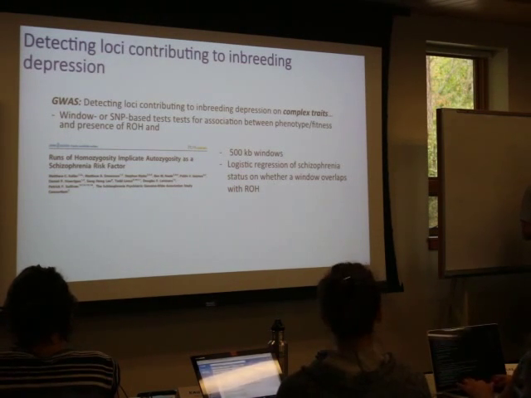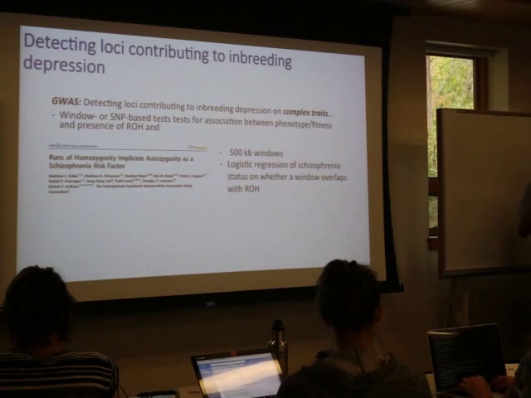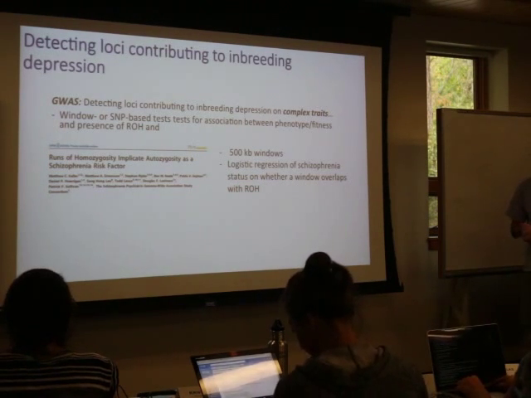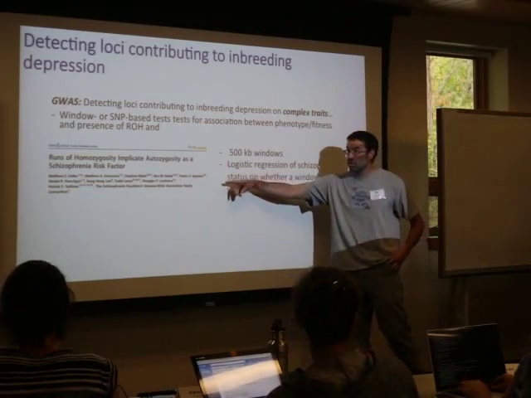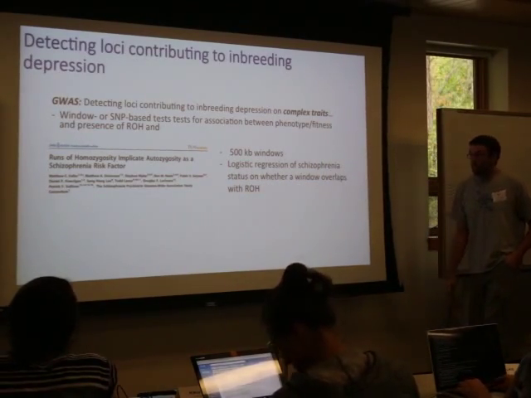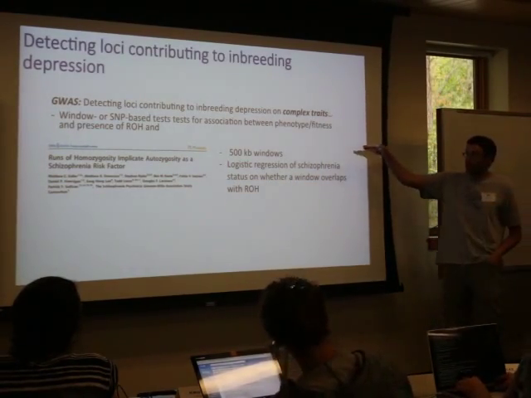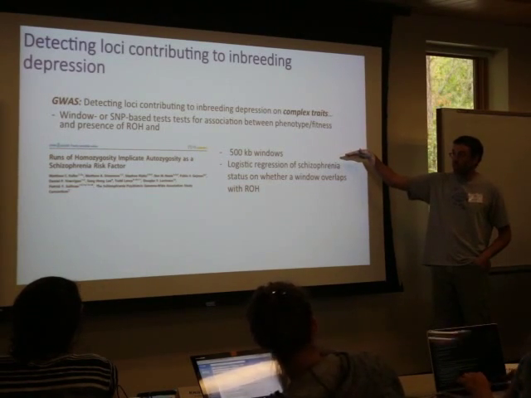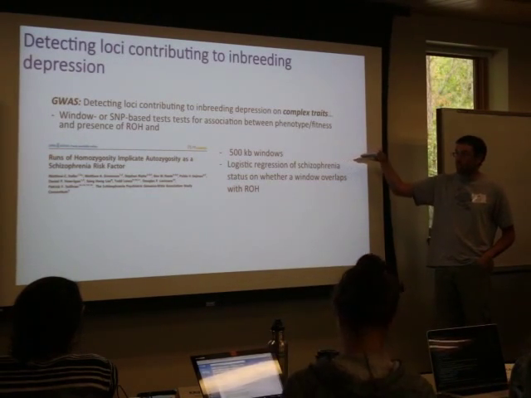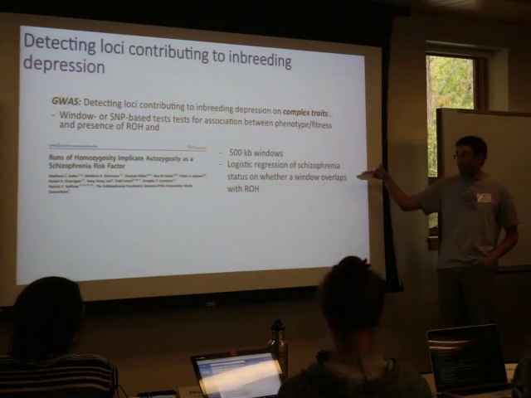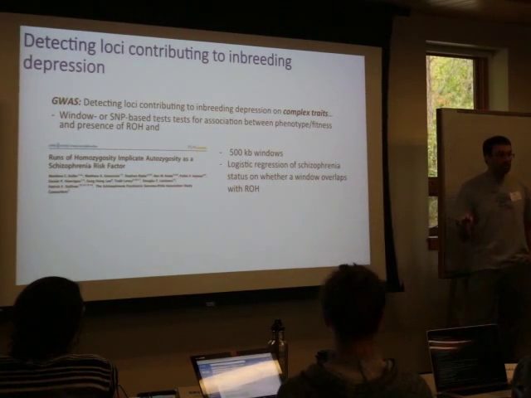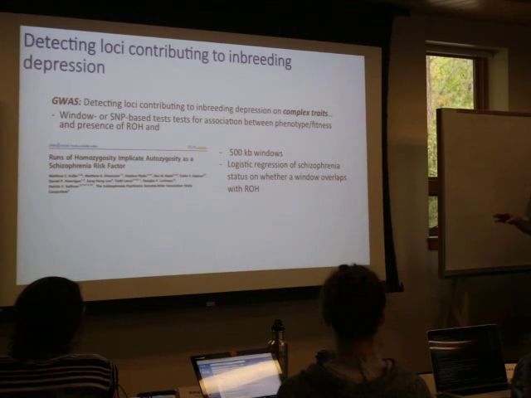So you're looking for a correlation between the presence of a run of homozygosity in a part of the genome and variation in the phenotype. This is one study in humans that looked at schizophrenia using this approach. What they did was break the genome up into 500 kb windows, and they did a logistic regression of schizophrenia status on whether the window overlaps with any runs of homozygosity. They failed to find anything, but this is an approach that's been used. It's a sort of rough approach.